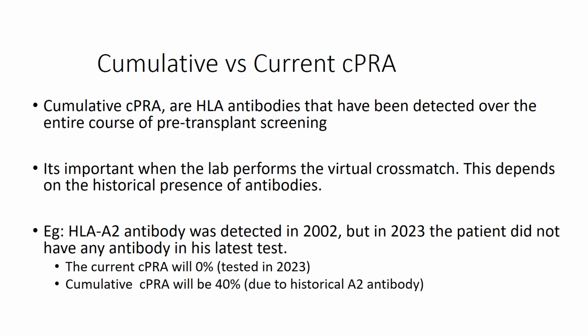It doesn't get deleted because antibodies come from memory B cells, and memory B cells, even if they are down or up, if this patient gets exposed again to the same antigen, it can boost again. So this is why this is important, because when the lab performs the virtual cross-match, which I'm going to explain in the next couple of slides, they depend on all the cumulative PRA. They don't use only the last PRA, but they actually use the cumulative CPRA.